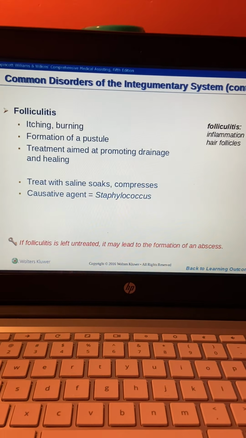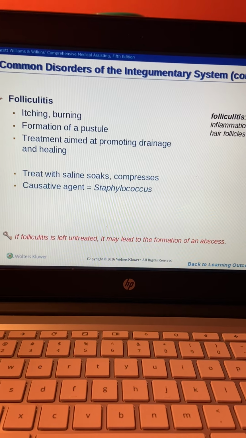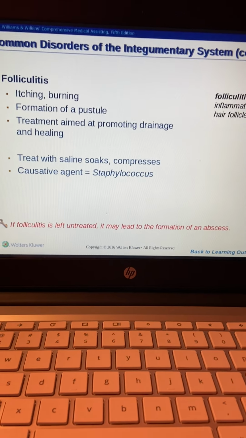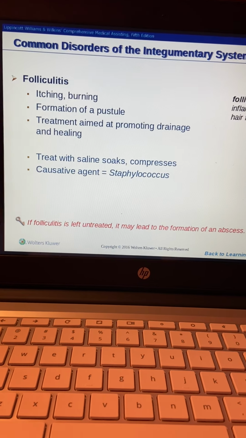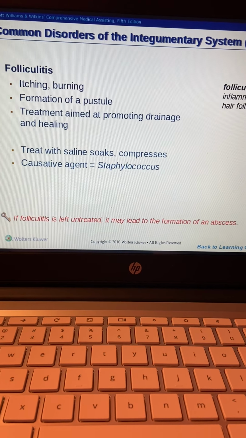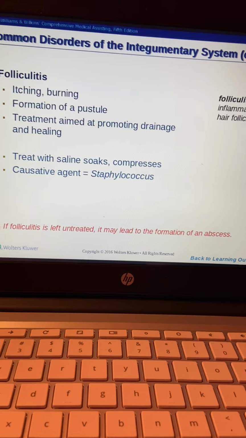Folliculitis. Folliculitis is inflammation of the hair follicles. There is itching, burning, and the formation of a pustule. The treatment is aimed at promoting drainage and then healing. So you want to treat it with some saline soaks or some compresses. The causative agent is Staphylococcus.